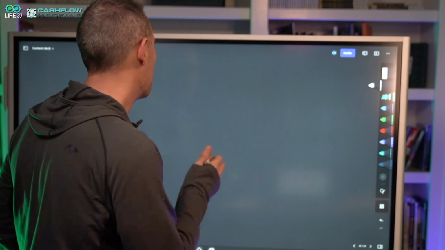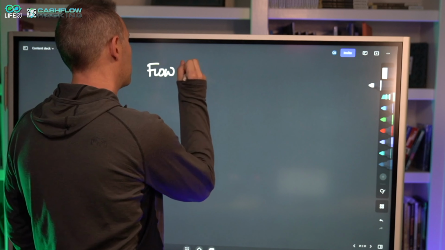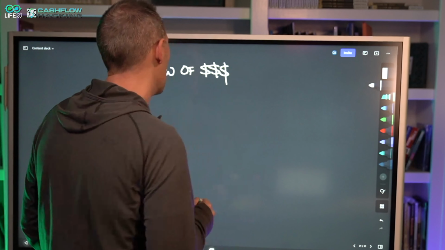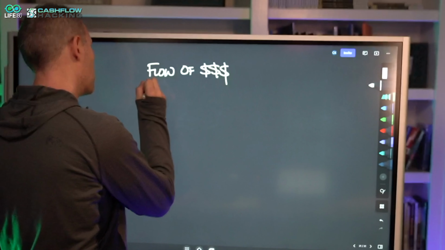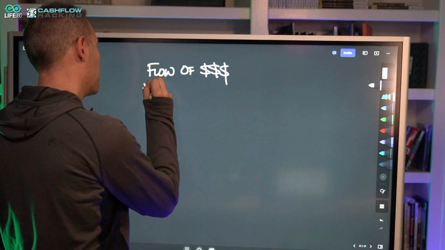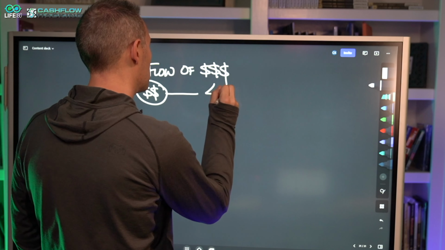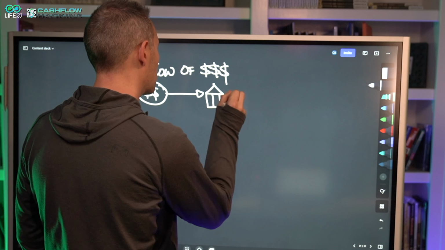I'm gonna scan down here. So we think about the flow of money in an IUL contract, right? So what happens to the money? The policyholder has a premium payment. That premium payment goes to the insurance company, right? It goes to the insurance company.